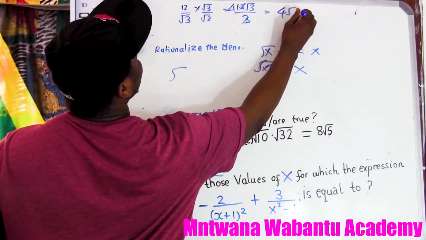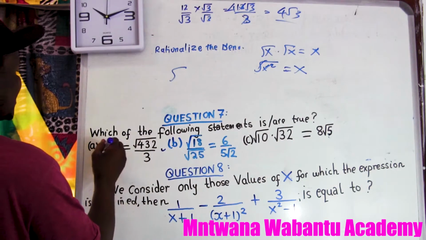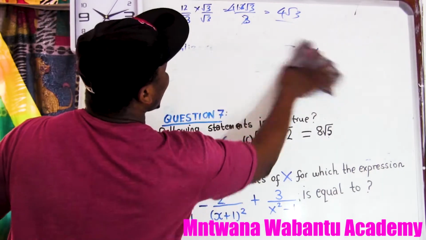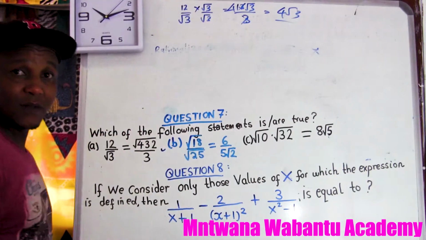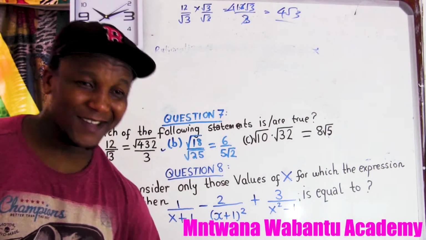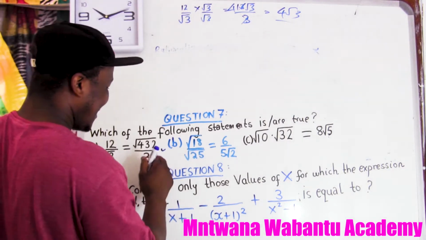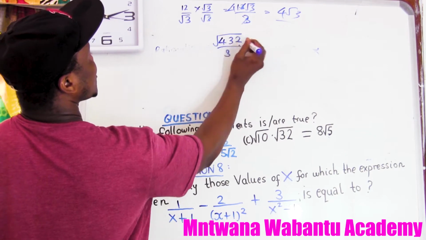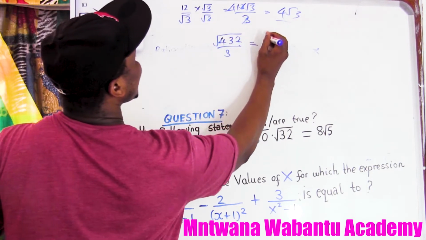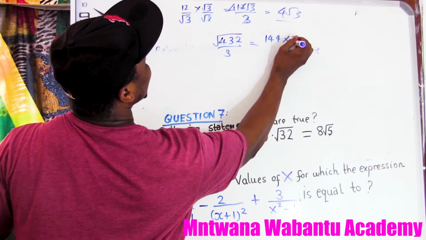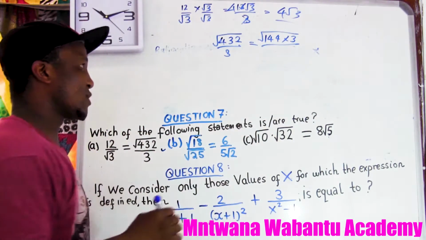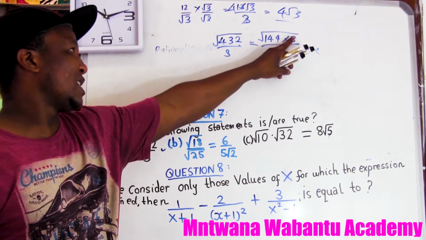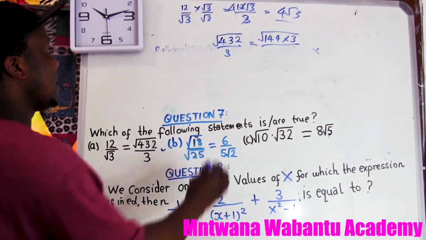So 4 square root of 3. Okay, so the left-hand side is going to give us 4 square root of 3. Now let's take the right-hand side and see what we're going to get. Okay, now so they give us square root of 432 over 3. I can simplify this same as 144 times 3. Why do I do that? Because I know 3 times 144 equals that number, and then divide by 3.